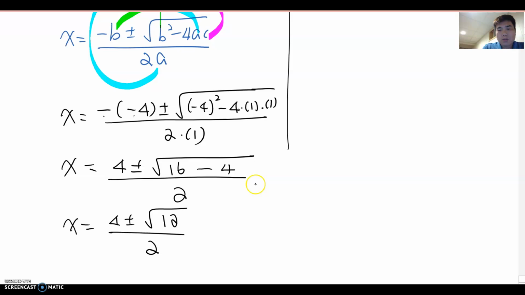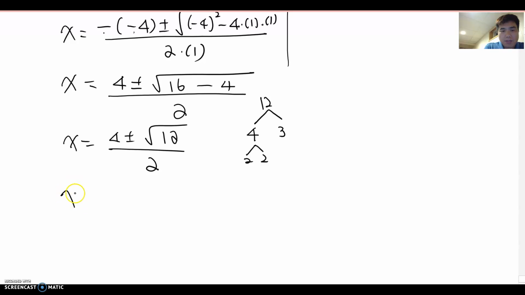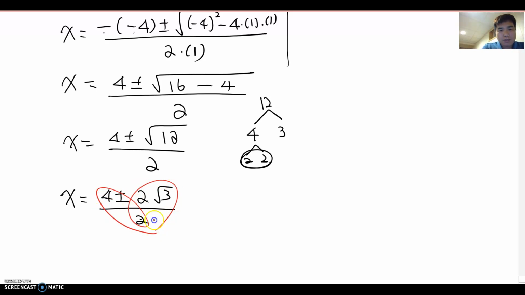Therefore I'm going to take 12 as a prime factorization, which becomes 4 times 3, and 2 times 2. So the answer is x equals 4 plus and minus, we have 2 squared, so 2 root 3, over 2. Since every number has the common factor 2, you can factor out 2 from everything. Like this, the answer becomes x equals 2 plus and minus root 3. That will be the answer.